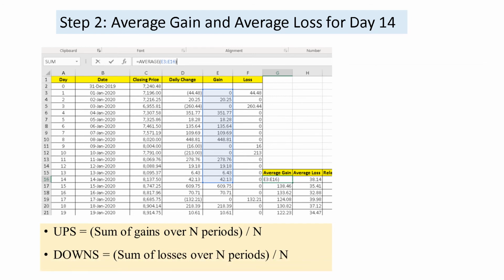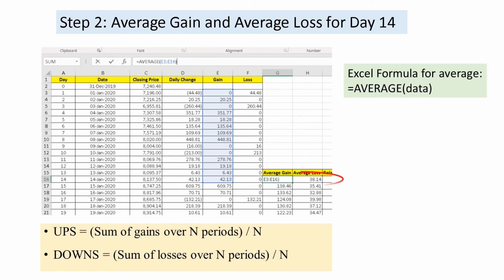You may use the Excel formula equal AVERAGE to compute the ups and downs. From the Excel spreadsheet, take note that the gains for the first 14 days are highlighted in blue to compute the ups. The same procedure is applicable to the downs.